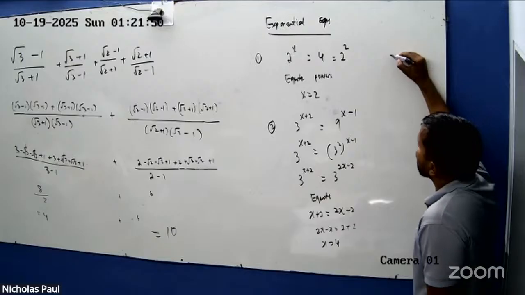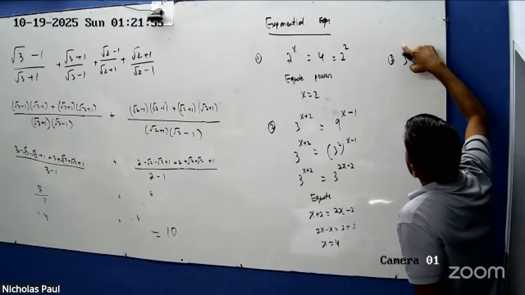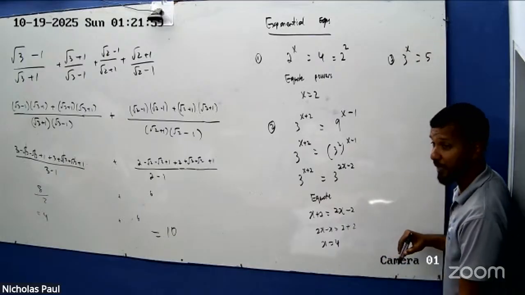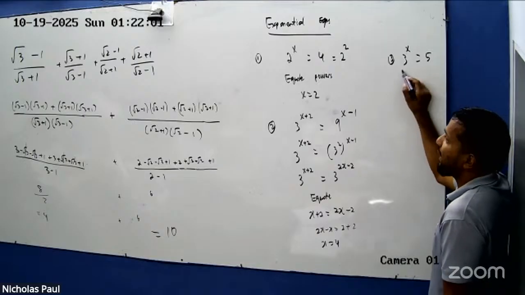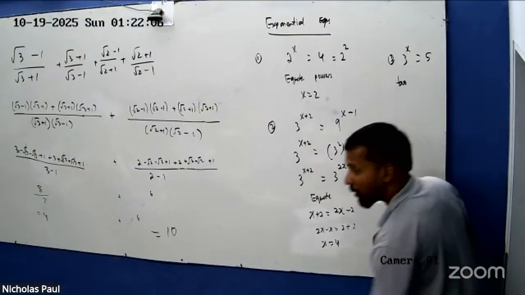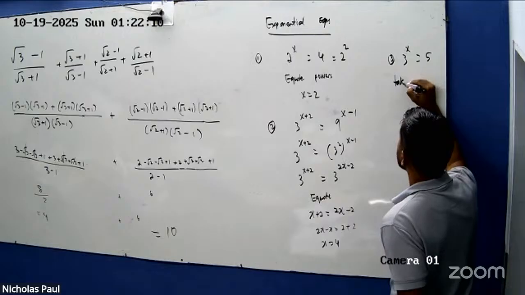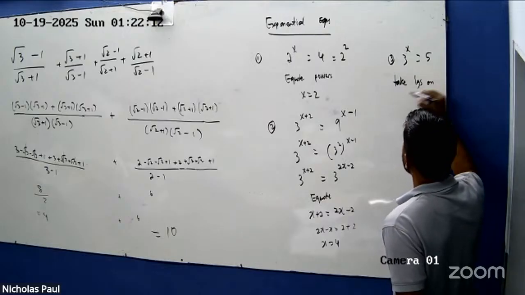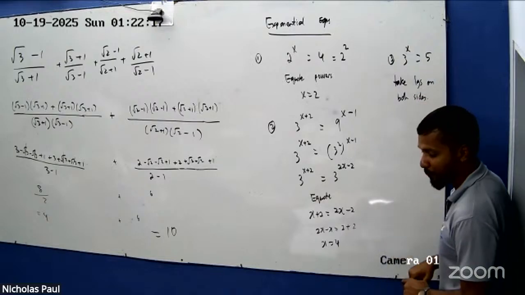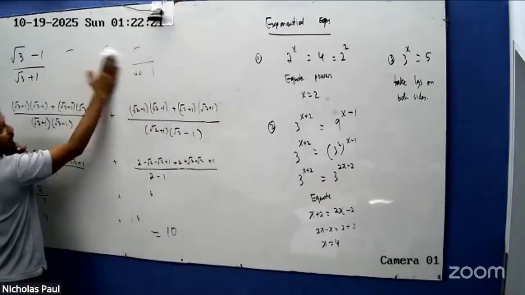What would happen in a case like 3 to the power of x is equal to 5? Take logs. Whenever you can't convert them to the same base, we take logs on both sides. But I'm not showing you this as yet. We're going to spend a lot more time on logs, because we didn't do it, and that's normally one of the hard things.